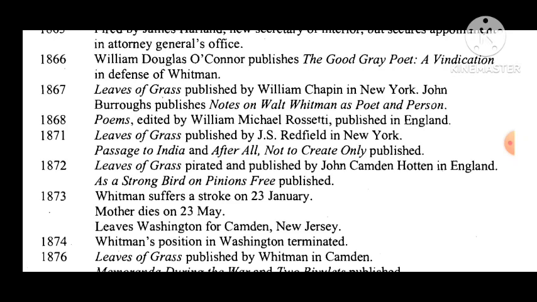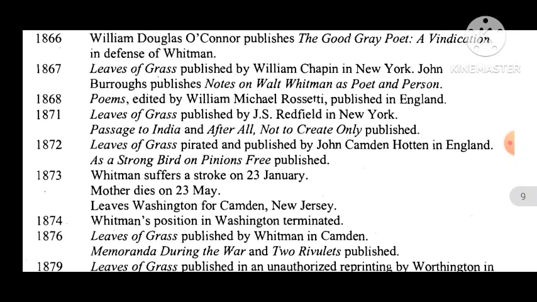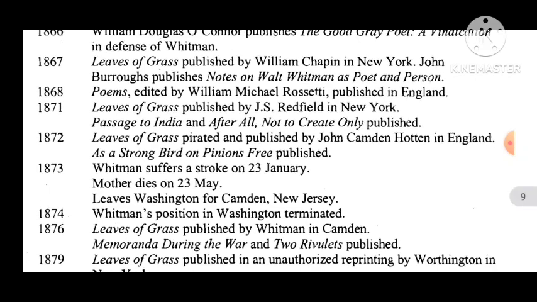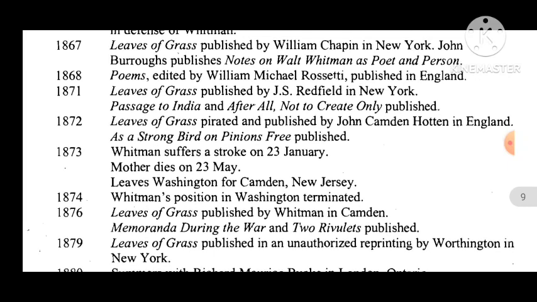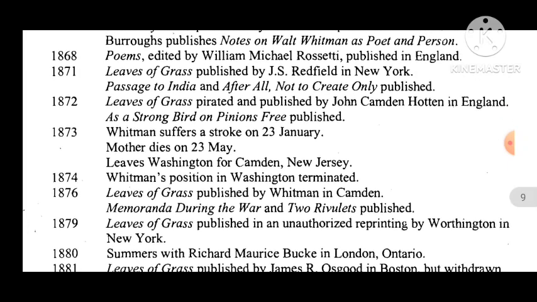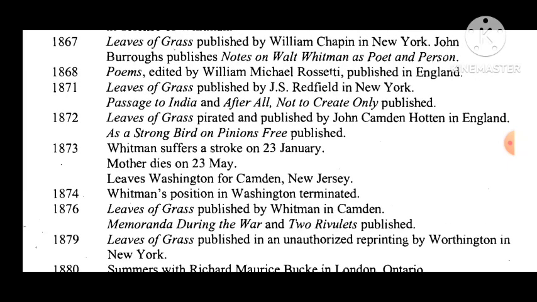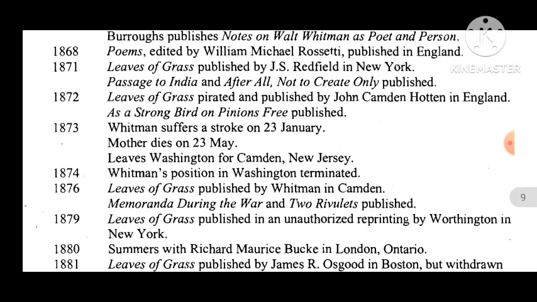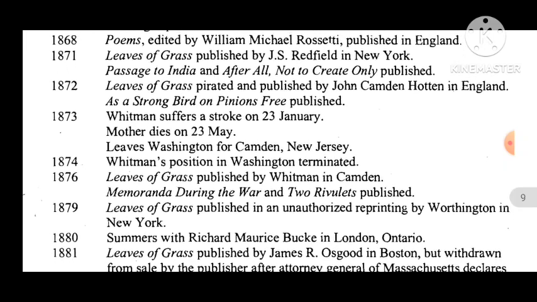Okay, so 1867, Leaves of Grass, published by William Chapin in New York. John Burroughs publishes Notes on Walt Whitman as Poet and Person. 1868, Poems, edited by William Michael Rossetti, published in England. 1879, Leaves of Grass, published by J.S.